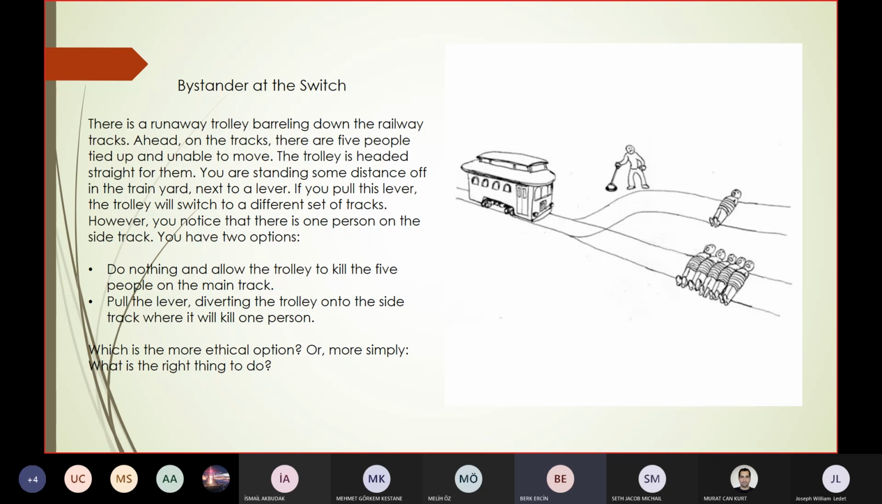It's not an isolated problem of action. It's not a question of what would you do or what you should do. Instead, it's a problem of how to explain seemingly contradictory judgments about right and wrong.